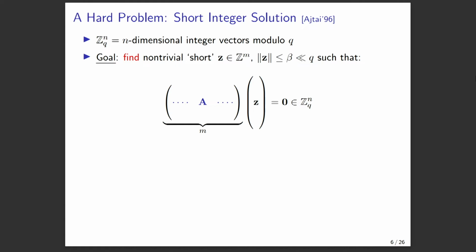OK, so given this matrix A, uniformly random, find a non-zero vector Z with ternary entries. And in fact, I'll make it easier for you. They don't have to have 0, plus or minus 1 entries. Just make sure the Euclidean norm of Z is smaller than some bound beta. We're going to require that Z's norm is less than beta, and you can think of beta as substantially smaller than Q.